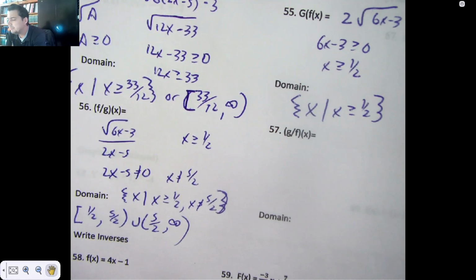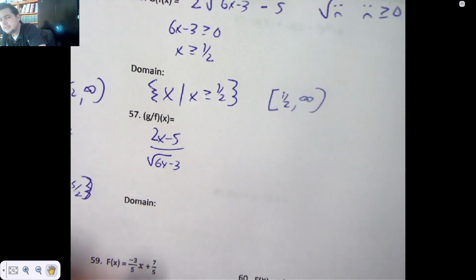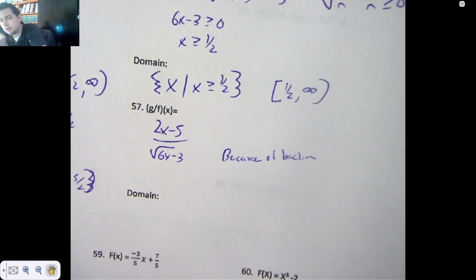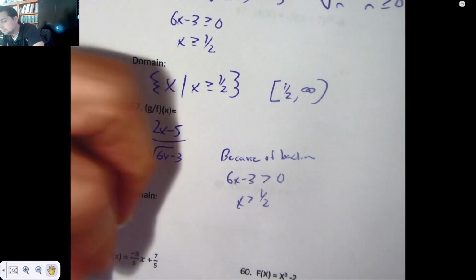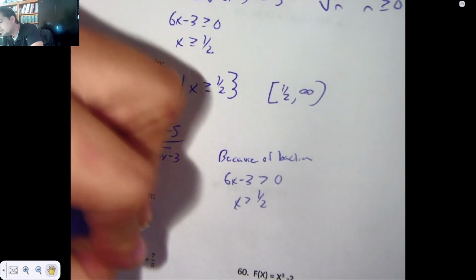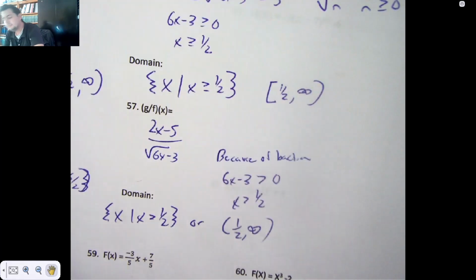Then we got 57, which is g over f. That's 2x minus 5 over root 6x minus 3. Now, because of the location of this radical, I have to drop the equality symbol. 6x minus 3 has to be more than 0. I can't say it can be 0 because then I'd be dividing by a 0. So x is greater than a half. All values of x such that x is bigger than a half. Or, parentheses this time, 1/2 to infinity.